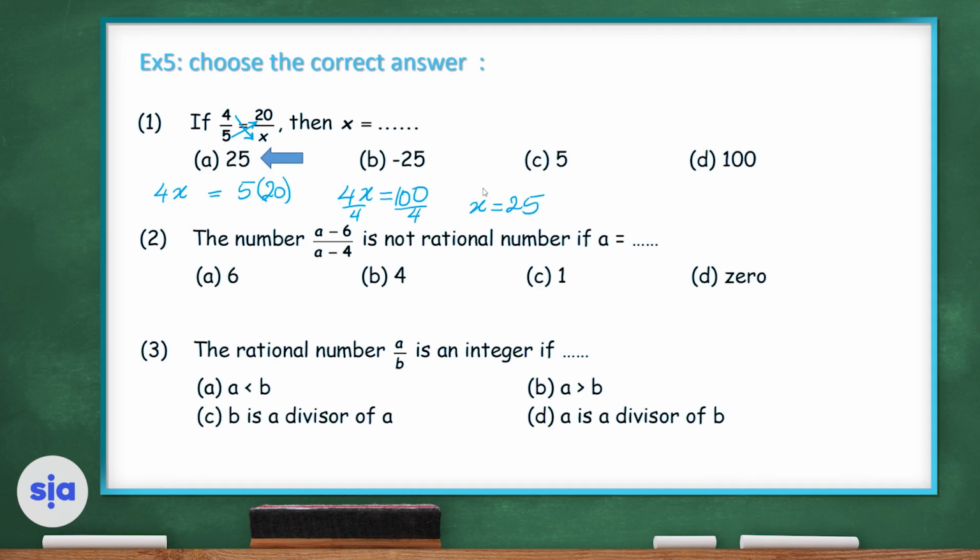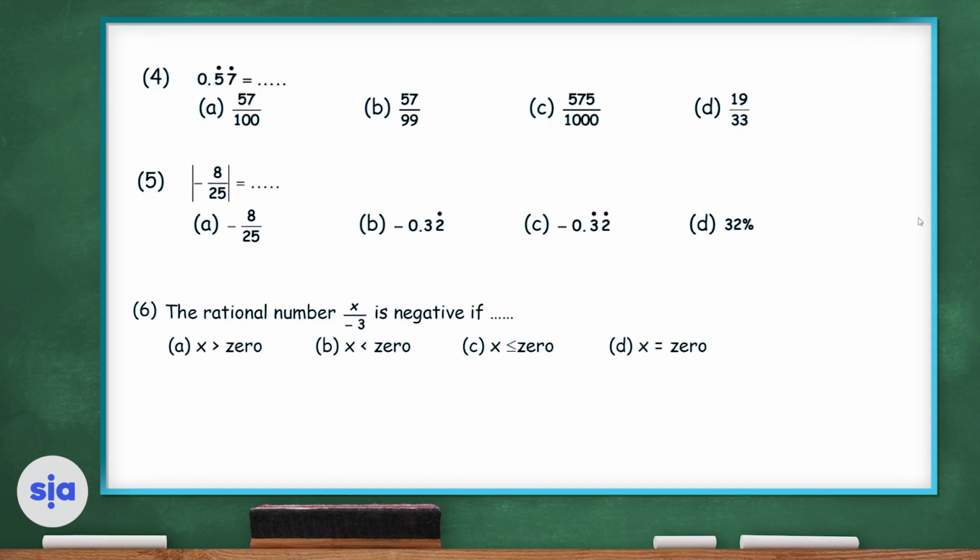The number a minus 6 over a minus 4 is not a rational number if a is equal to what? It's not a rational number if the denominator is equal to 0. So if a minus 4 as a denominator is equal to 0, then a is equal to 4. So the correct answer for question 2 is choice B. The rational number a over b is an integer if b is a divisor of a. Question 4, how can we write this as a fraction? The 0.57 repeating, it is 57 over 99.